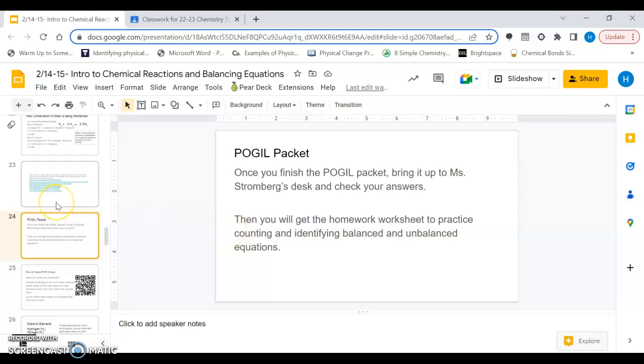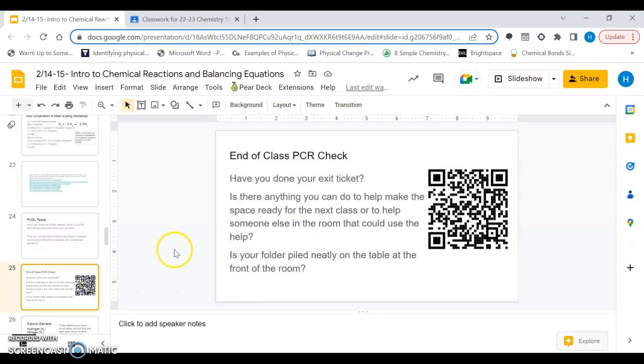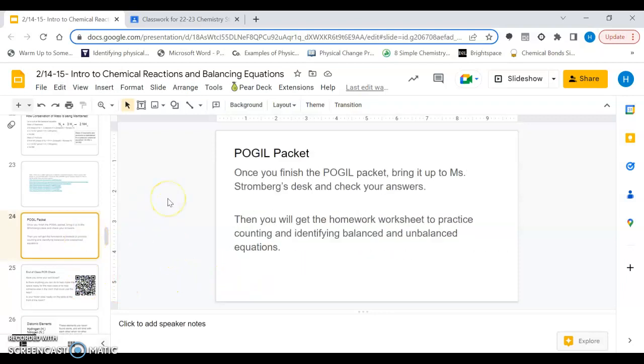So we're going to be working on a packet today. When you're done with the packet, you're going to come up and, well, first you're going to show me your notes. I'm going to give you the packet. Once you finish with the packet, let me know so that I can give you your homework sheet. The goal today is to be identifying whether it's balanced or unbalanced. We're going to be doing, like I said, lots of practice problems with this, and it's going to show up pretty much every day for the rest of the unit.